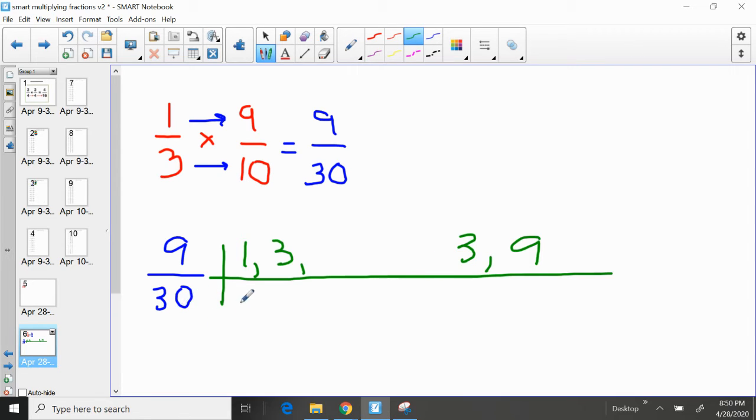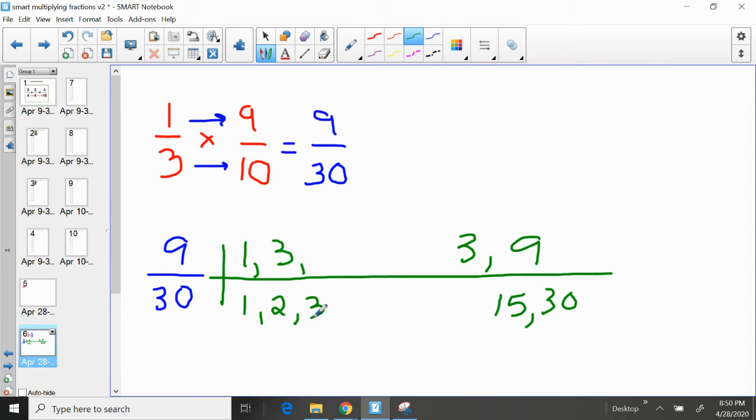And what are all the factors of 30? Again, we start with 1 and 30. Because 1 times 30 is 30. Anything times 2 that equals 30? Yes. 2 times 15 is 30. Anything times 3?